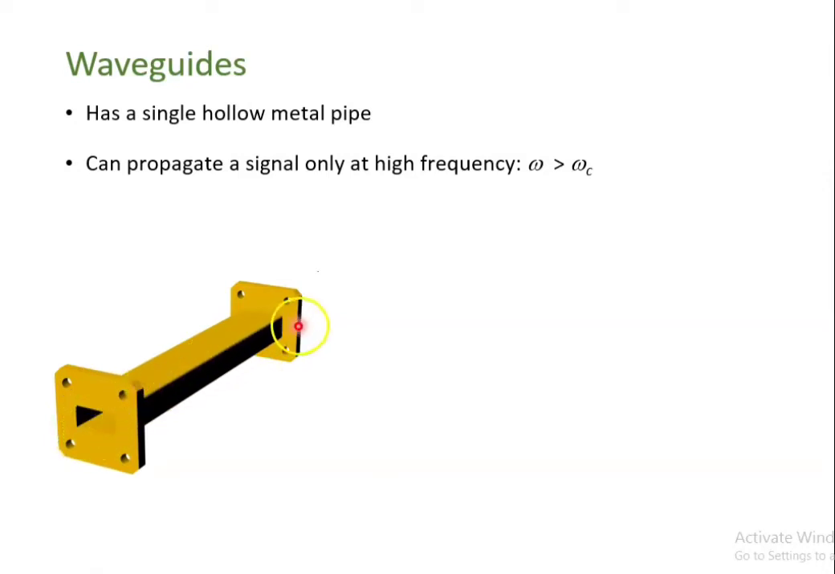So this is a type of cable. This is an example of a rectangular cable because the size is in terms of a rectangle. It operates at very high frequency. So this is one type of waveguide. We call it a rectangular waveguide.